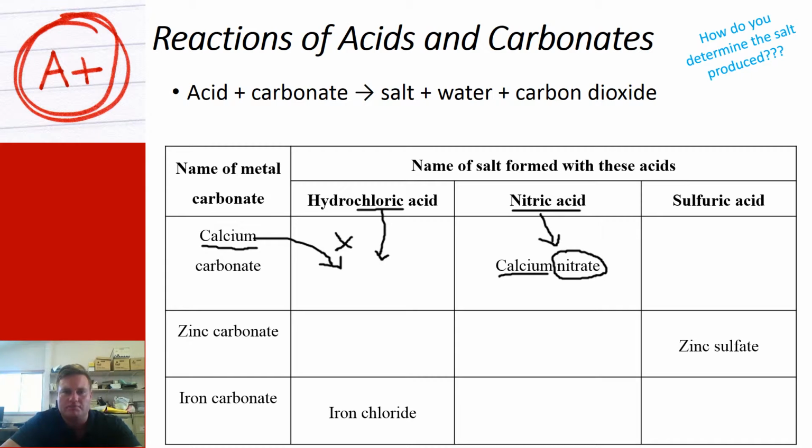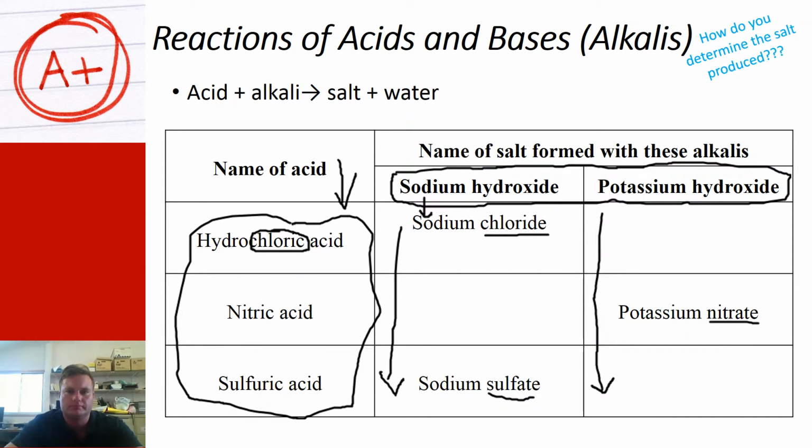When you're doing your very first box, this one here, we're going to have the word calcium in here. And when we're talking about hydrochloric, what salt does it produce? It's going to be a chloride, calcium chloride. So you need to finish that table as well on your worksheet.